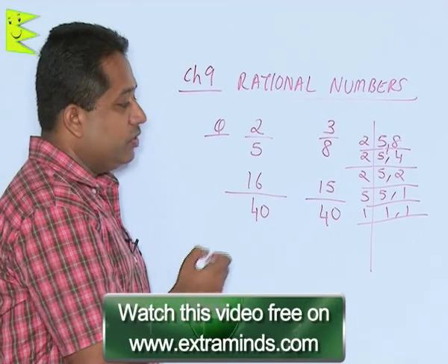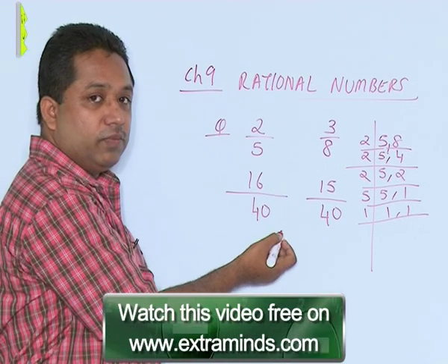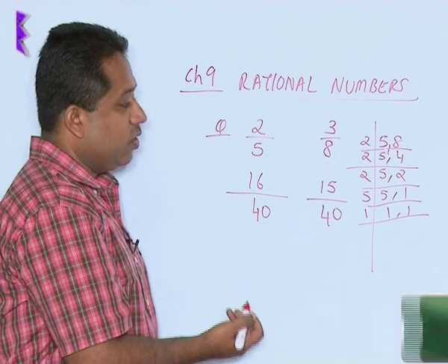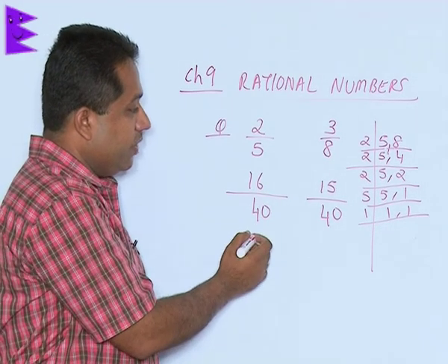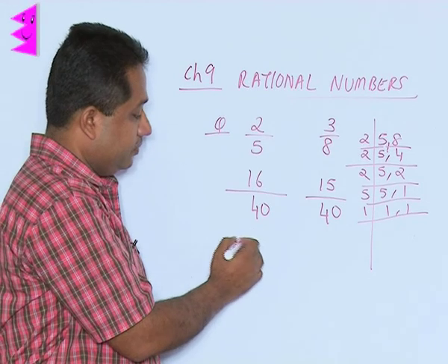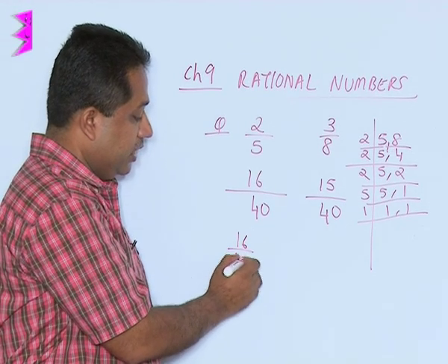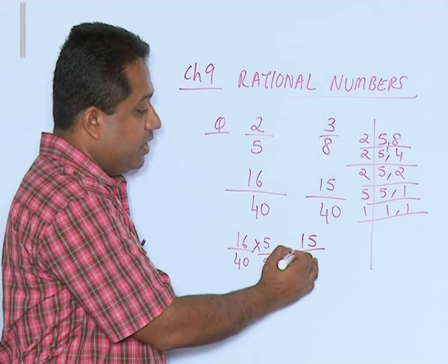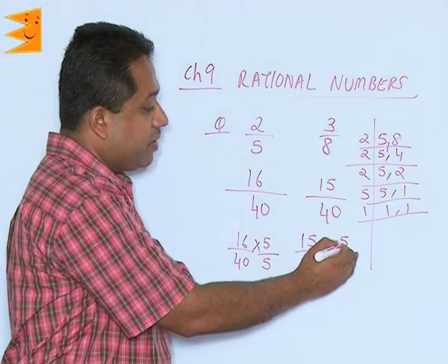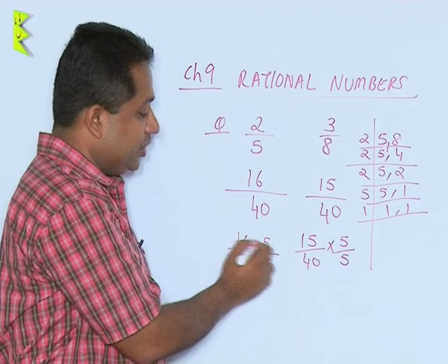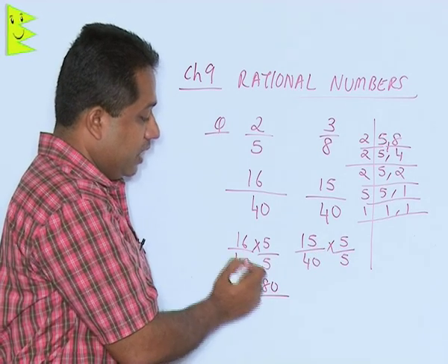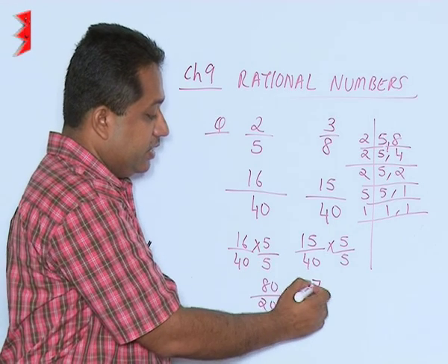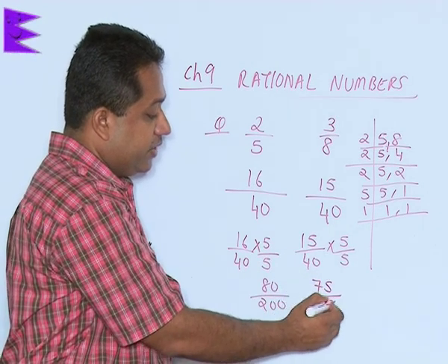So, what we have to do is multiply and divide by the same number, which means I can multiply and divide by, let us say, 2 or 3 or whatever. If I multiply by 5, 16 upon 40 multiplied and divided by 5, and 15 upon 40 multiplied and divided by 5. Here we get 16 into 5, that is 80, upon 40 into 5 is 200, and here we get 75 upon 40 into 5, that is 200.